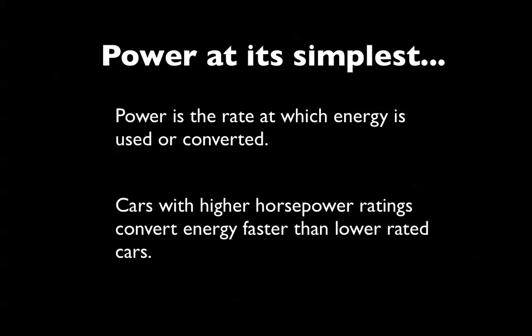So cars with higher horsepower ratings, which is one unit of power, convert energy faster than low-rated cars. Now, it doesn't necessarily mean they go faster. They just can convert the energy faster. It all depends also, for cars, on mass and other conditions.